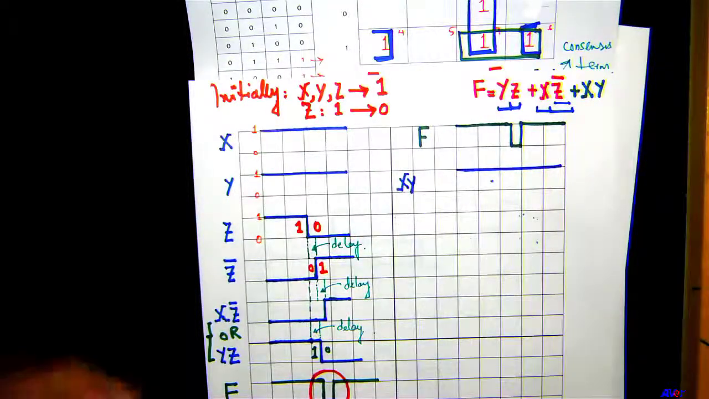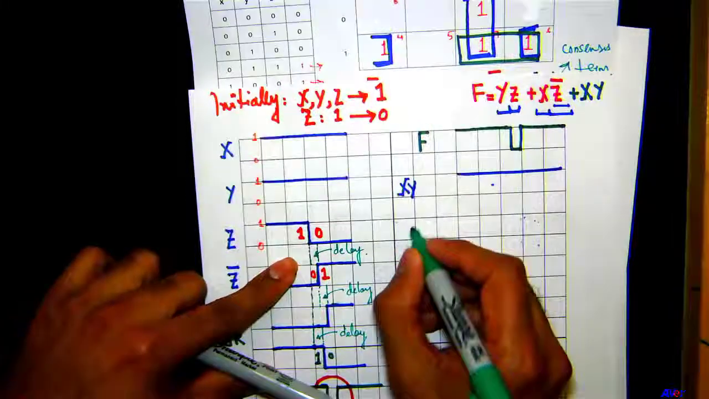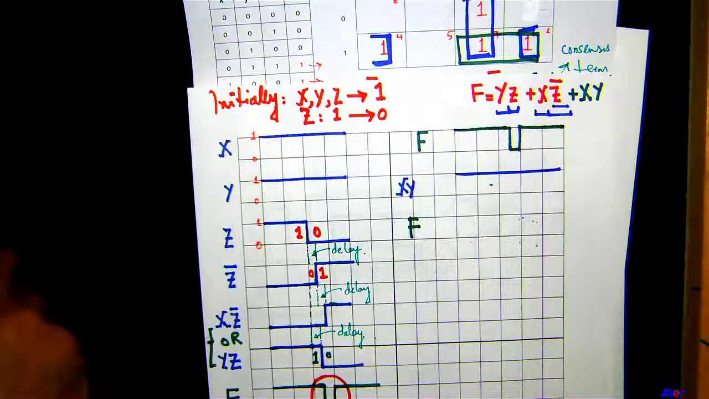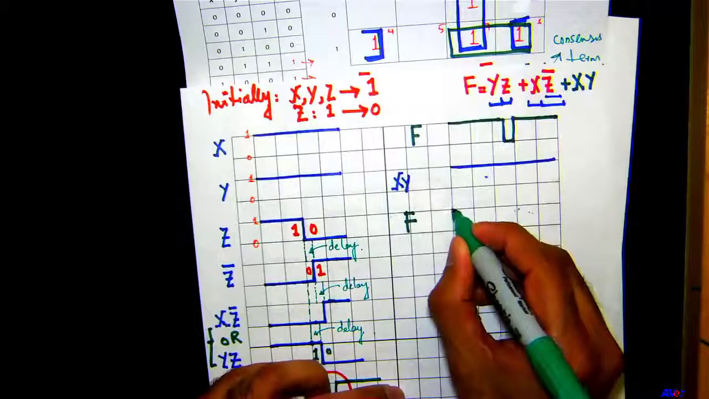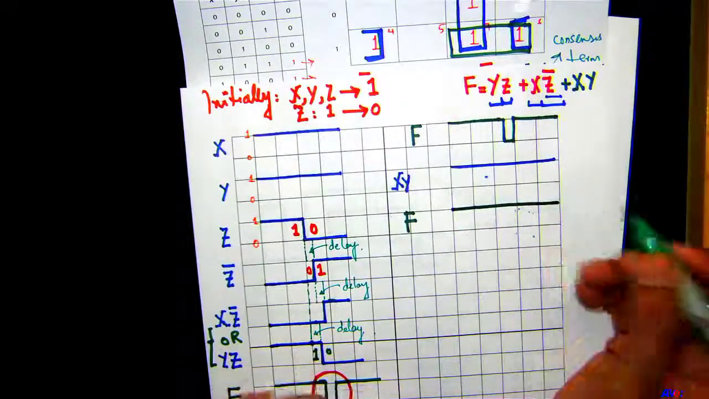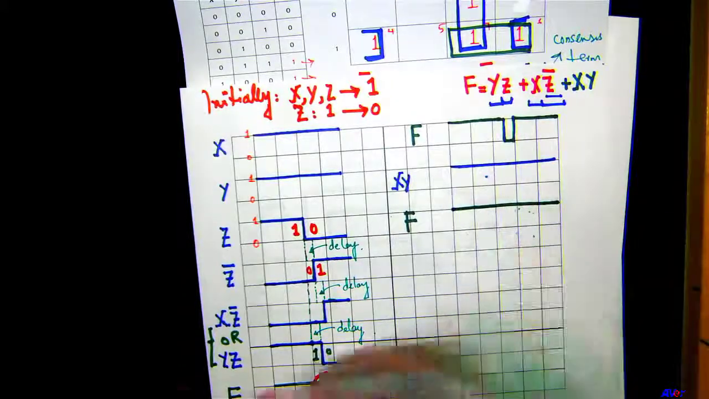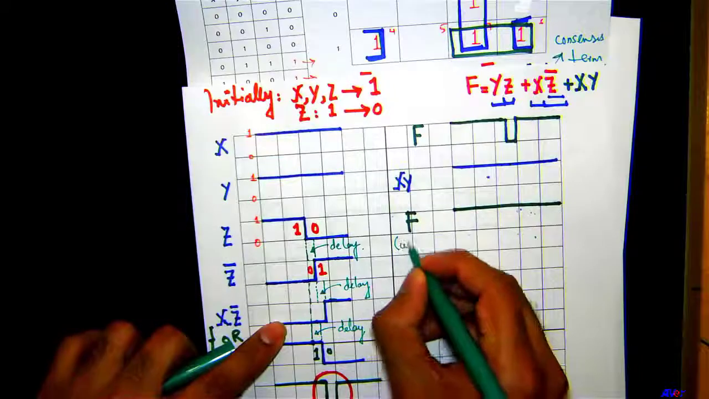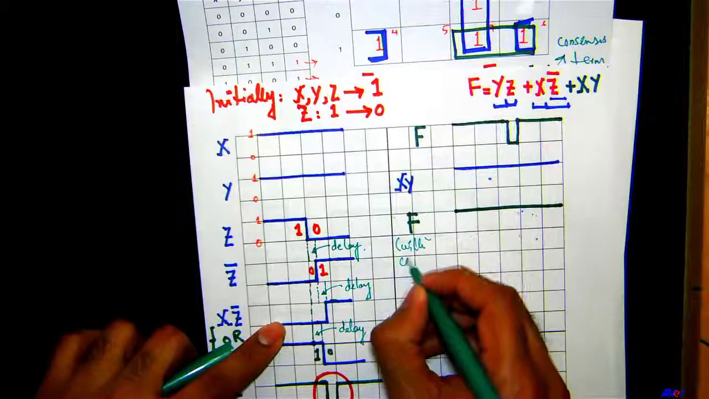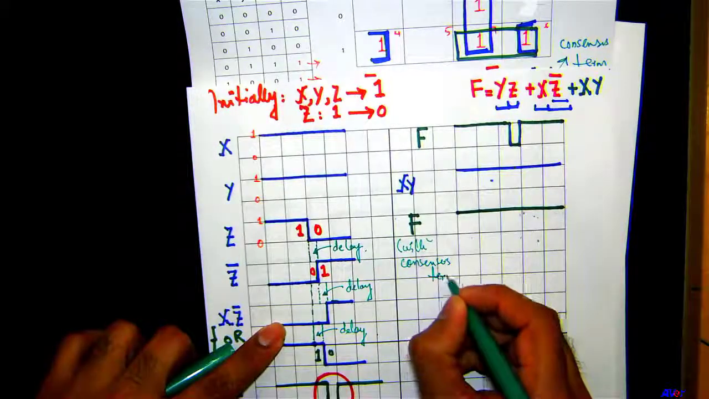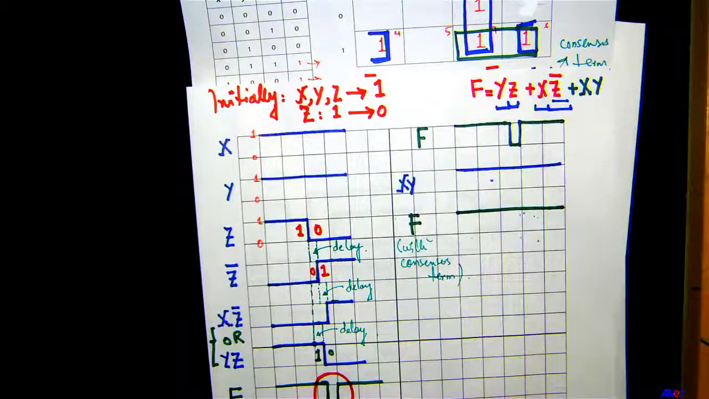Now the new F with the consensus term is going to give you an output which is going to be what? It's going to be high all the way, right? Even at the glitch, because this is high, the output is going to go high. So this is with the consensus term right here. And this way we can avoid a glitch in our digital system. Okay, we're going to stop here.